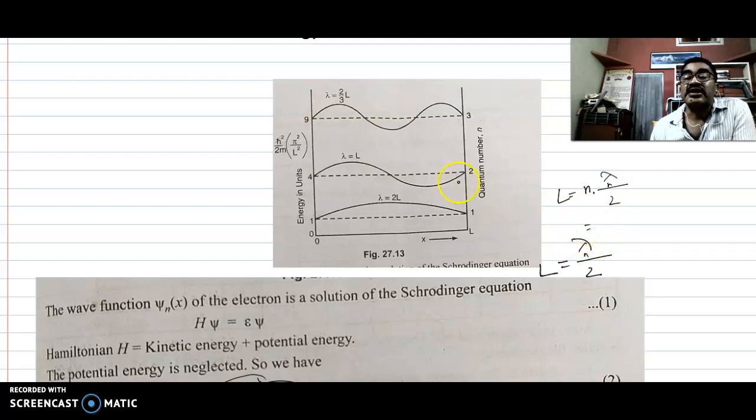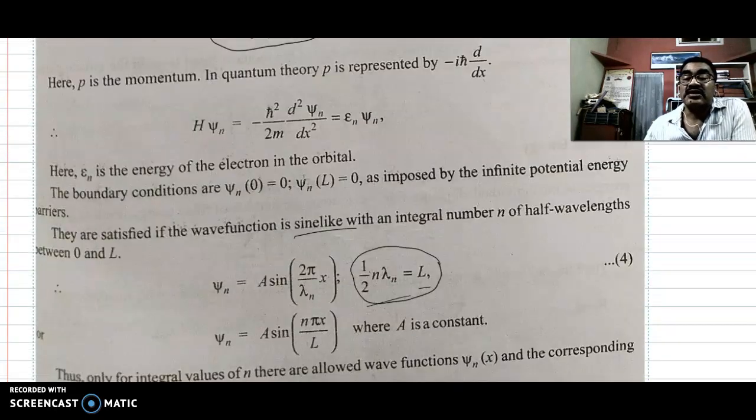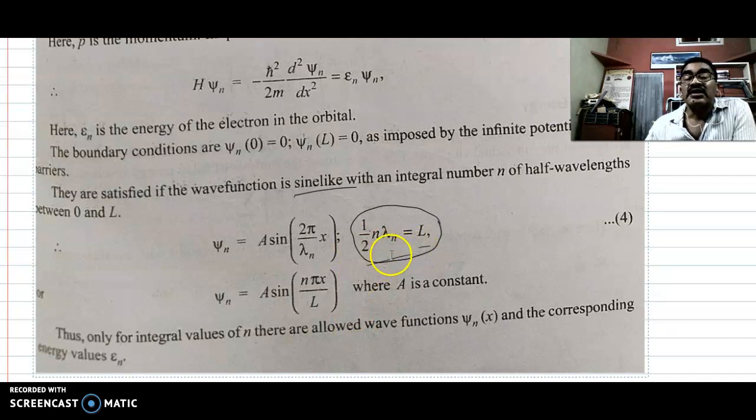For n equal to 2, lambda 2, this is lambda n, there is one complete wavelength here, so lambda n is equal to L. In this case we put the condition: integer multiple of half wavelength, what will be the length of the box, and what will be the value of lambda n?